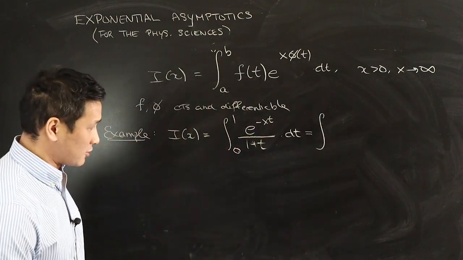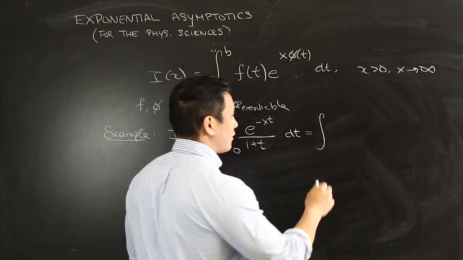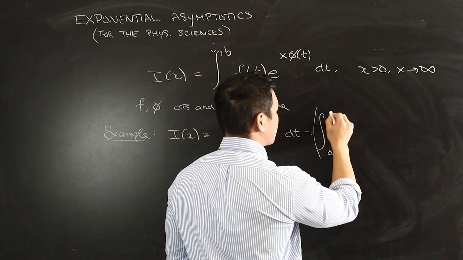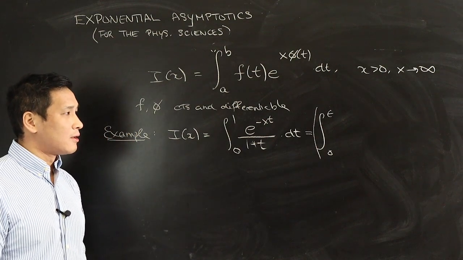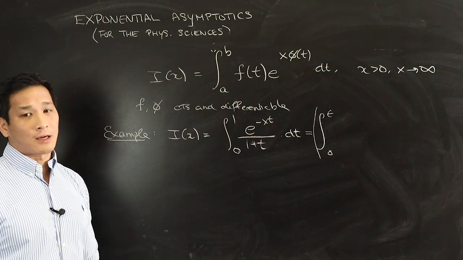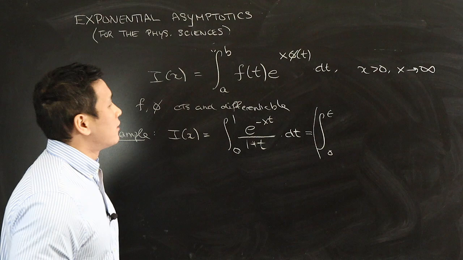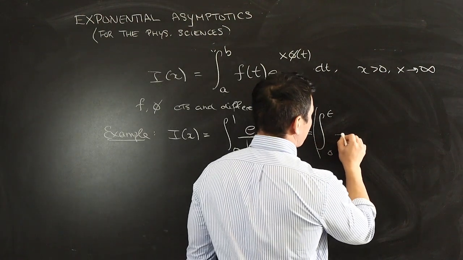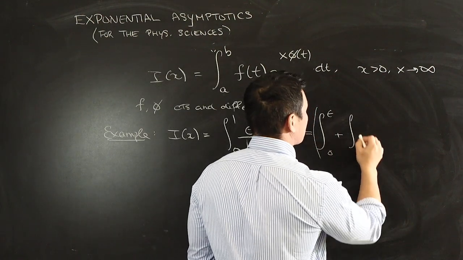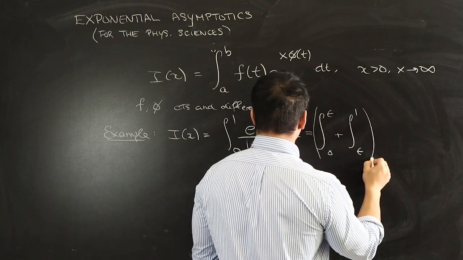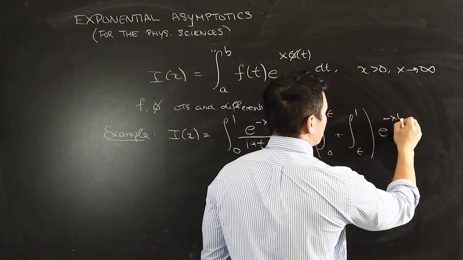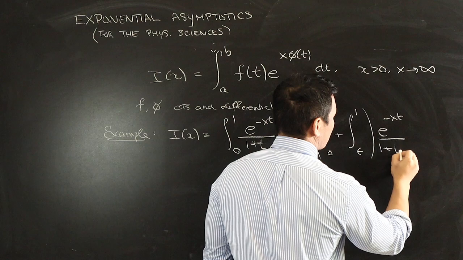Okay, so the discussion I just gave you is suggestive that you want to split it firstly into a piece from 0 to epsilon, and epsilon is a parameter that you're going to have to specify, though somewhat vaguely, and then a piece from epsilon to 1, of e to the minus x times t over 1 plus t dt.